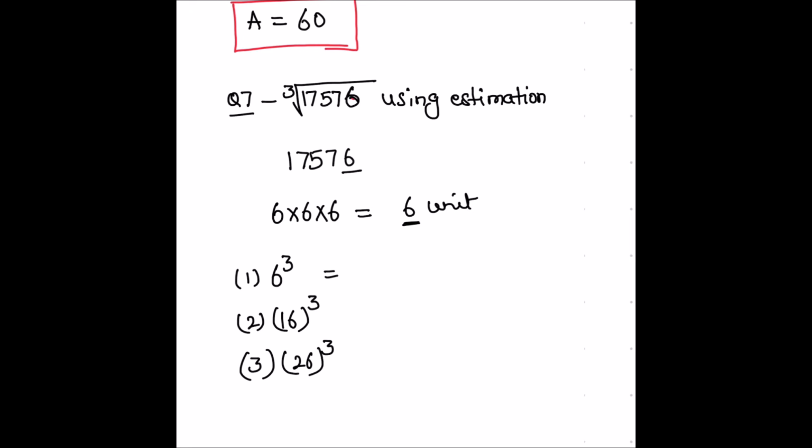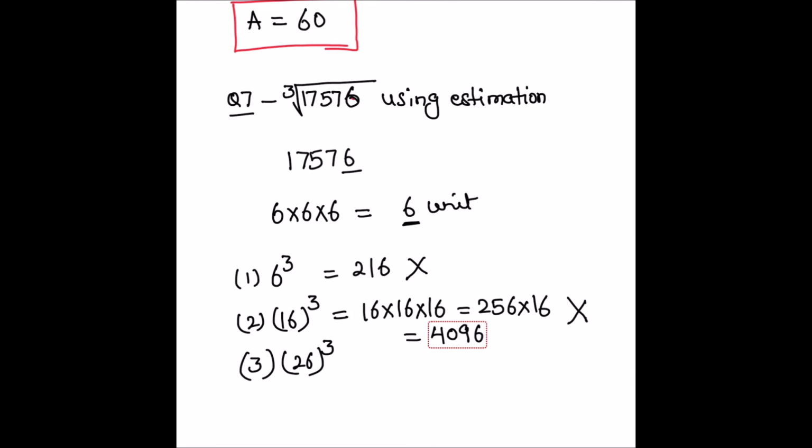So 6 cube is 216. So this is not going to work. Let's find 16 cube. So 16 times 16 times 16. 16 times 16 is 256 times 16. Let's multiply and find out. 256 times 16 is 4,096. So 16 cannot be the cube root of this number.